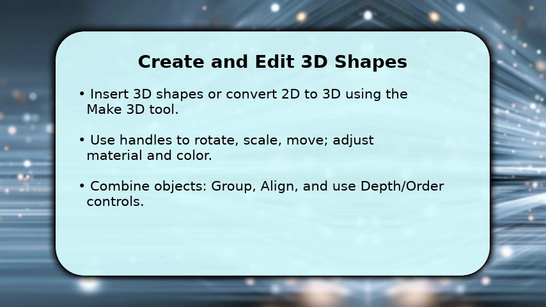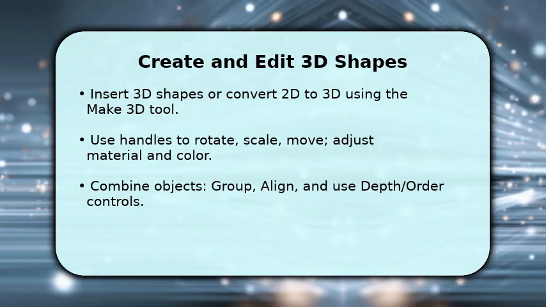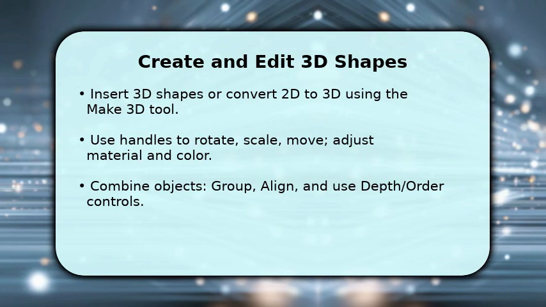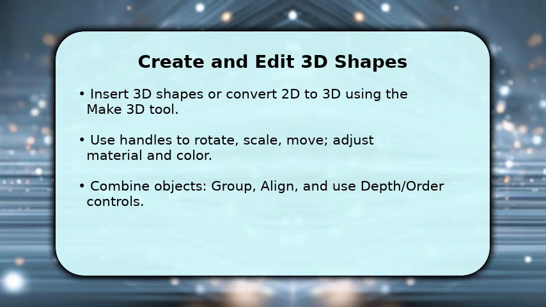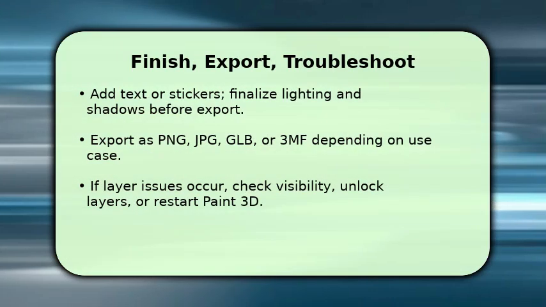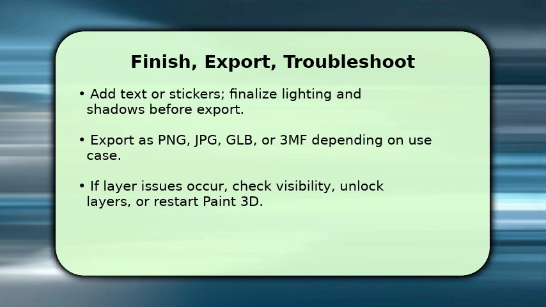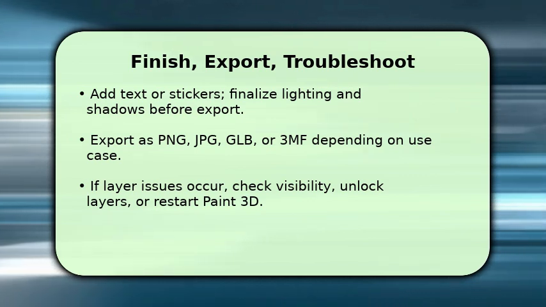Once objects sit right, group related pieces and use align or depth, or finish by adding final touches. Text, stickers, and adjust lighting and shadows to make elements read correctly. Once satisfied, export in the right format, PNG or JPG for images, GLB or 3MF for 3D models, so you retain needed features like transparency or model data.